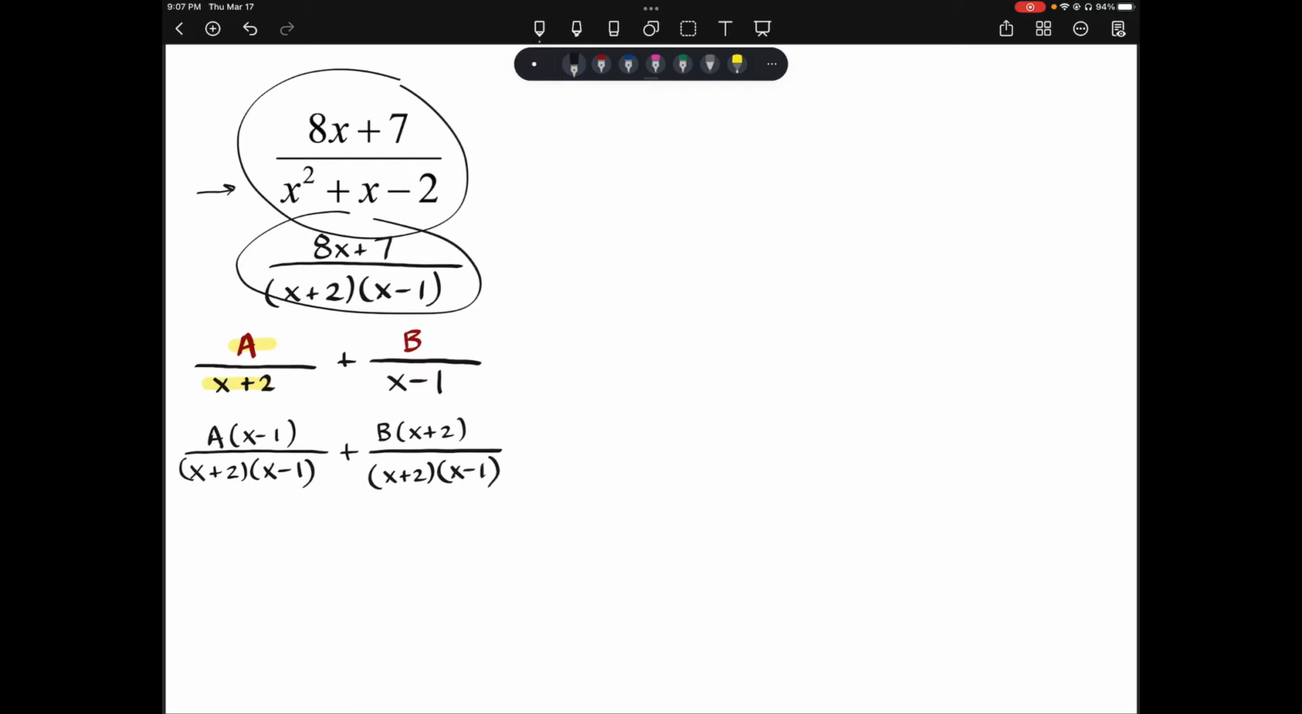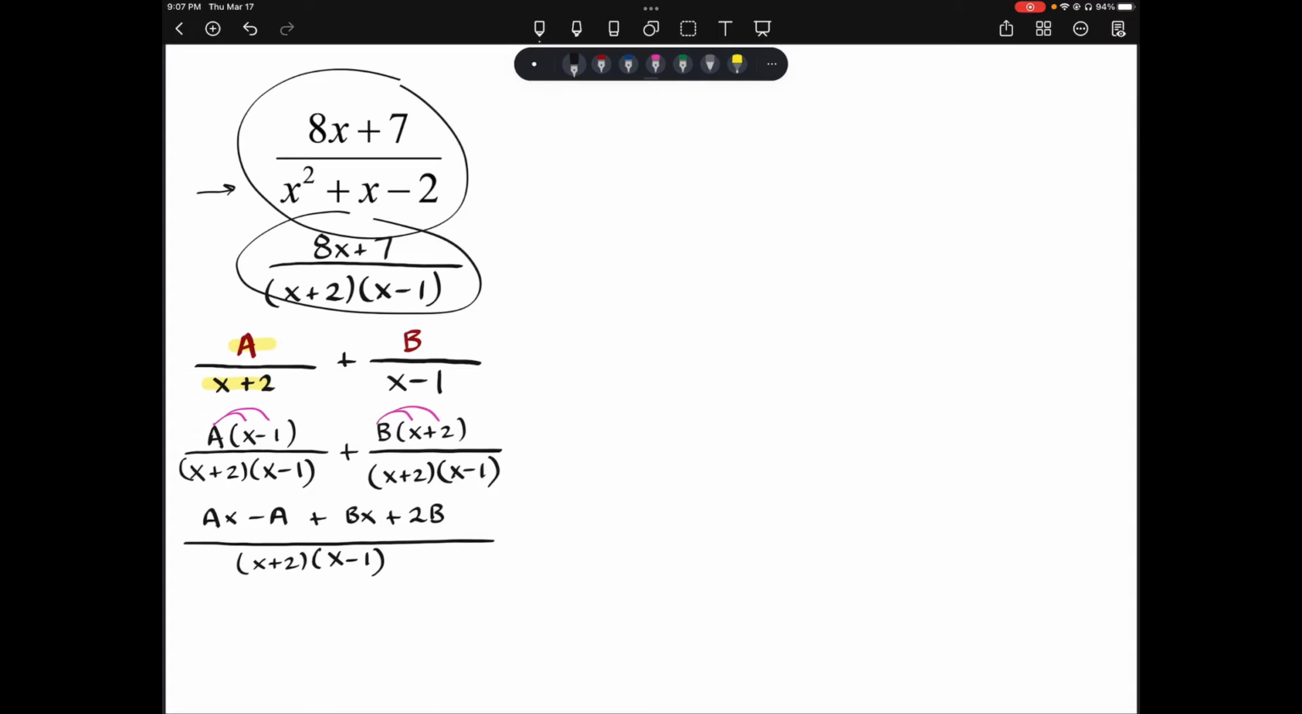So we now have a common denominator, which would then allow us to rewrite this as one fraction. As I do it here, I'm going to go ahead and distribute my a through this quantity, and I'm going to distribute my b through this quantity at the same time, as I'm rewriting it as one fraction. So that should be ax minus a plus bx plus 2b, all over x plus 2 times x minus 1.